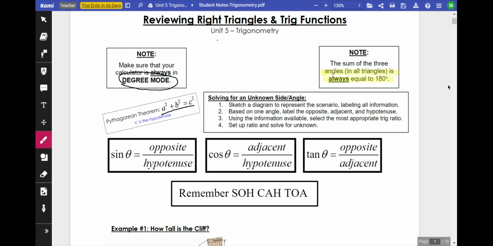And so if you remember SOHCAHTOA, sine equals opposite over hypotenuse. So that's the first one. Second one is cosine equals adjacent over hypotenuse. And the third one, tangent, is opposite over adjacent. So you can use any of those three depending on what the question is asking. And if you know two values, you can always solve for the third value.